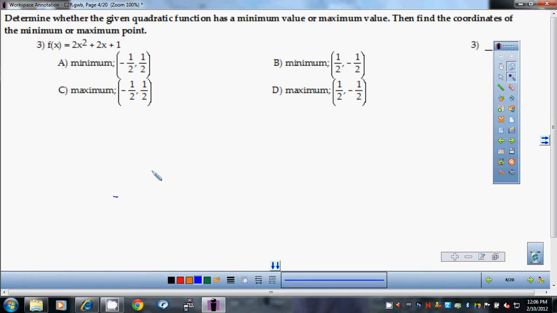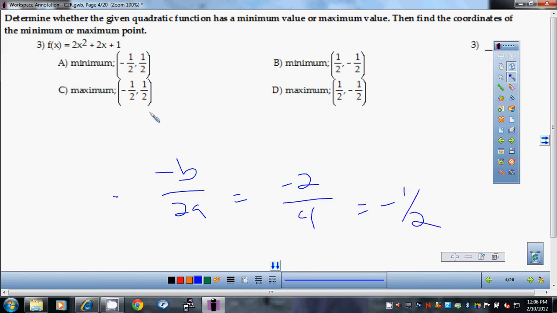Yes! Love it. Negative b over 2a. Negative b is negative 2, 2a is 4, reduces to negative 1/2, and A is the only option with an x value of negative 1/2 that is also a minimum.